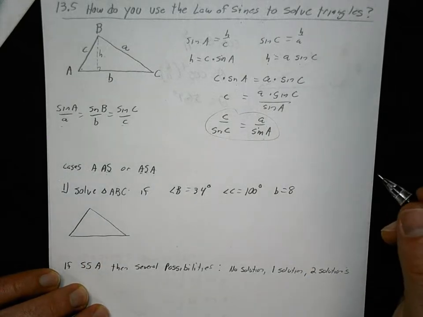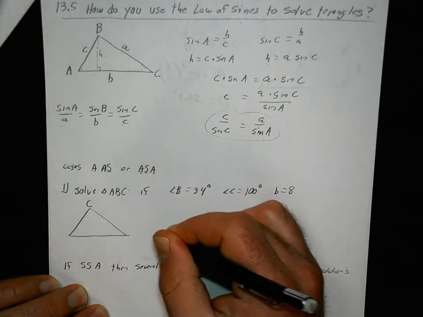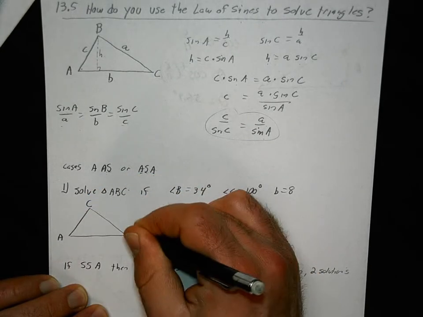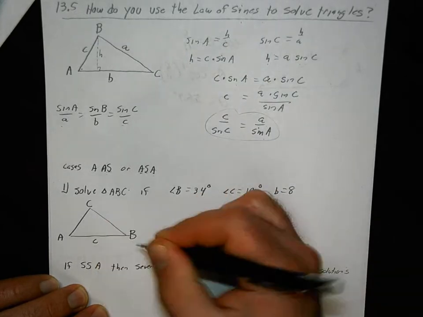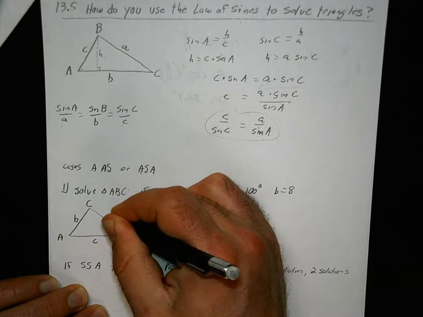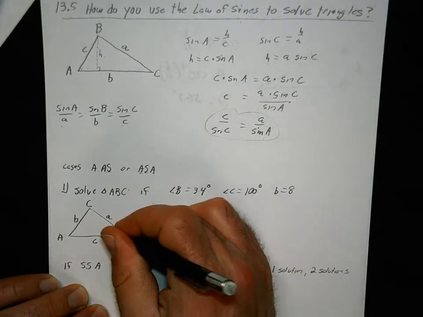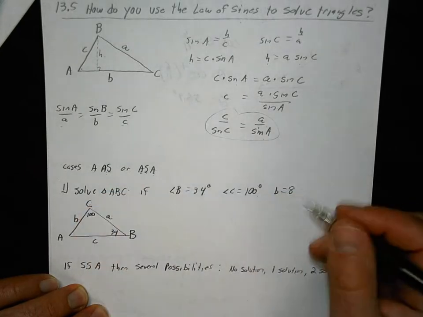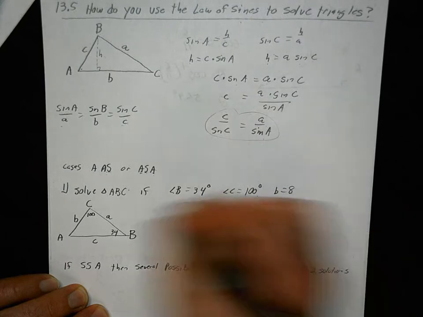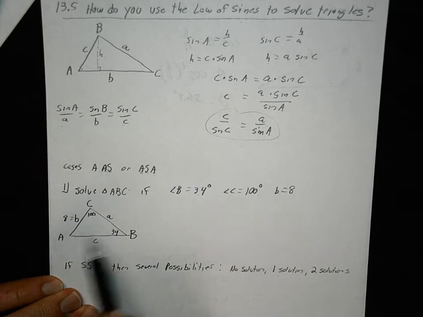It doesn't really matter how I label it as long as I am consistent with where the sides are. So let's just go A, B, C like that. If this is C, the side C has to be opposite it. That's the only thing that matters. Now we label the parts we know. Angle B is 34 degrees. Angle C is 100. Side B is 8. The things I need to find are angle A and side C.